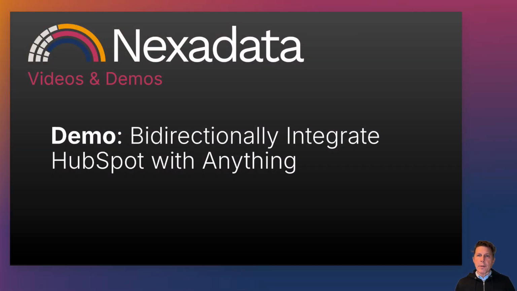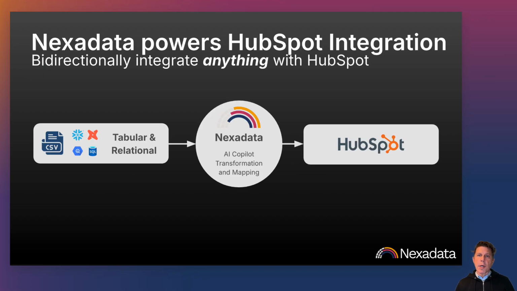Welcome. In this demo, I'm going to show you how Nexadata can bidirectionally integrate HubSpot with anything. And when I say anything, I truly mean anything. Most HubSpot data starts in CSVs, databases, or other tabular sources. Nexadata takes all of that, transforms it, maps it, and gets it into HubSpot with ease and precision, and AI does all the heavy lifting. And it's fully bidirectional. So if you need to write back, we handle that too.